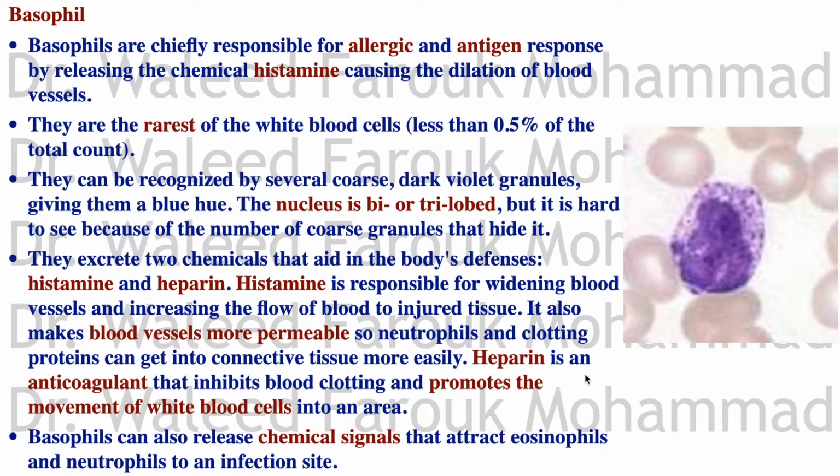They are a rare type of white blood cells and can be recognized by their several dark violet granules. The granules almost hide the nucleus, which is bilobed or trilobed. Basophils also can release chemical signals that attract eosinophils and neutrophils to an infection site. This is a picture of a basophil.